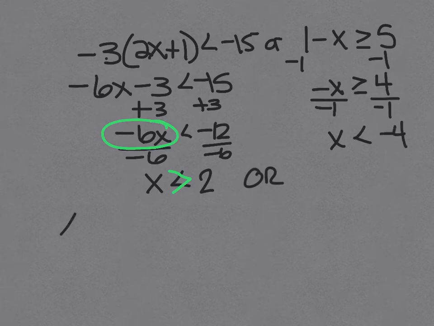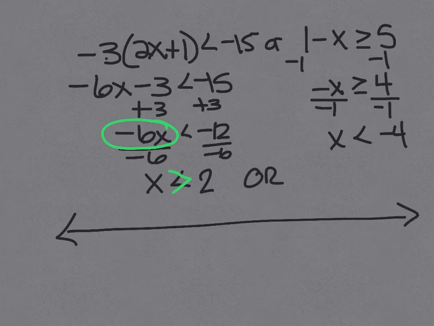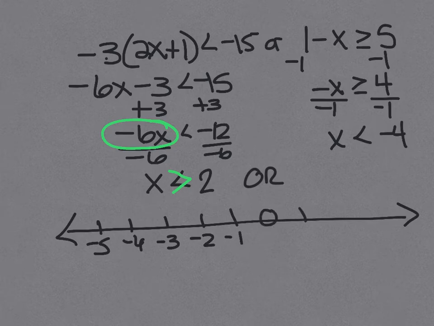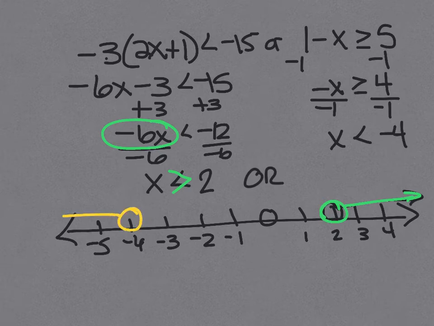Okay. All right, so let's do a number line. We got -4 to 2. So let's do -5, -4, -3, -2, -1, 0, 1, 2, 3, 4. Okay, so we got x is greater than 2. Open circle this way. Let me do this in a color. Open circle this way. And then the other one is x is less than -4. Open circle this way.